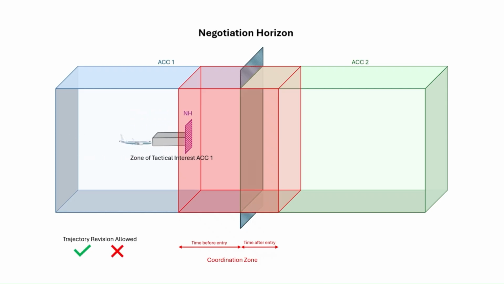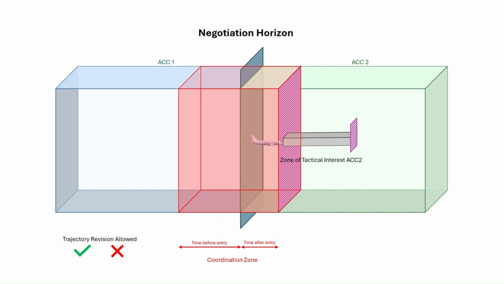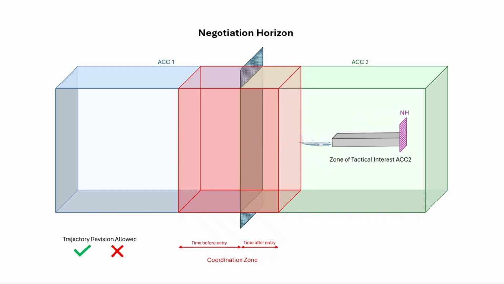The negotiation horizon is determined by the aircraft's position. Inside an ACC, it will be the end of its ZOTI. When the ZOTI overlaps with the coordination, the negotiation horizon will be the most critical one, meaning the latest in time.